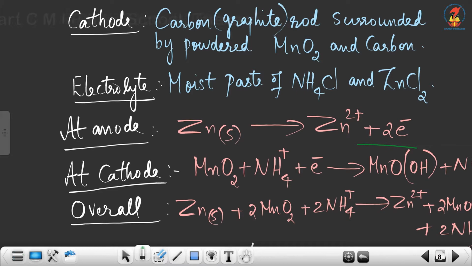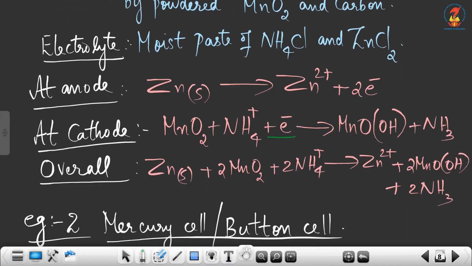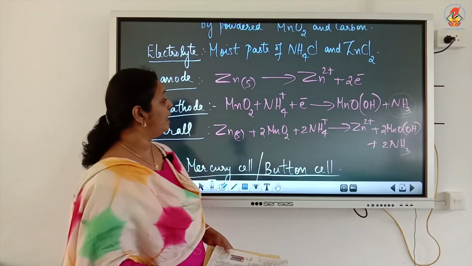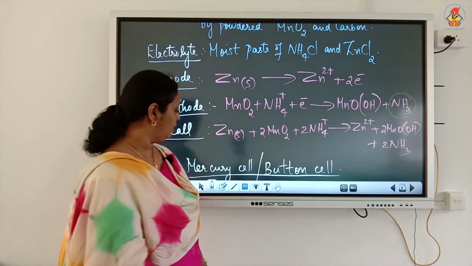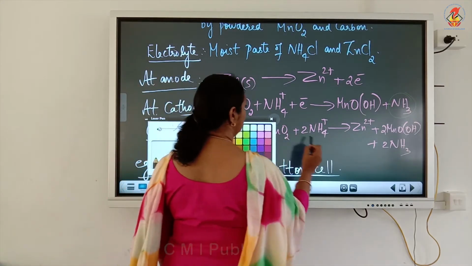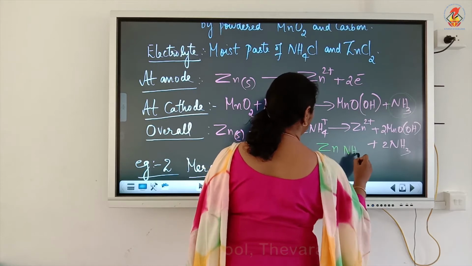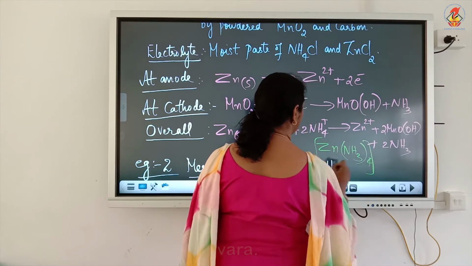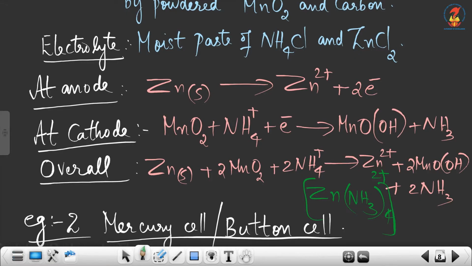At the cathode we have MnO2 plus NH4+. This NH4+ came from our electrolyte ammonium chloride. Plus one electron is gained. It changes into MnOOH, which is called manganese oxyhydroxide, plus ammonia gas is produced. Now this ammonia produced will combine with Zn2+ and we get a complex with formula [Zn(NH3)4]2+. So the ammonia produced combines with Zn2+ and we get a complex ion.